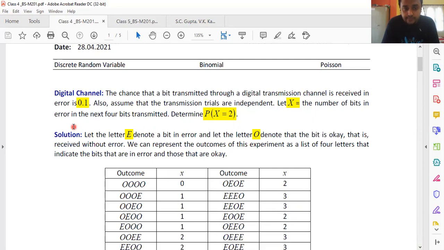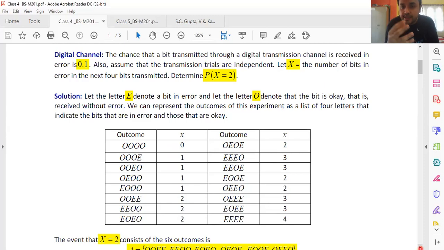Now, the solution. Let the letter capital E denote a bit in error, and let the letter capital O denote that the bit is all right, that is, the bit is having no error in it. So we can represent the outcomes of this experiment in the following way. And you see the possible cases in which we get sometimes the error bits, sometimes only the non-error bits, and sometimes a combination of both of these two in the following manner.